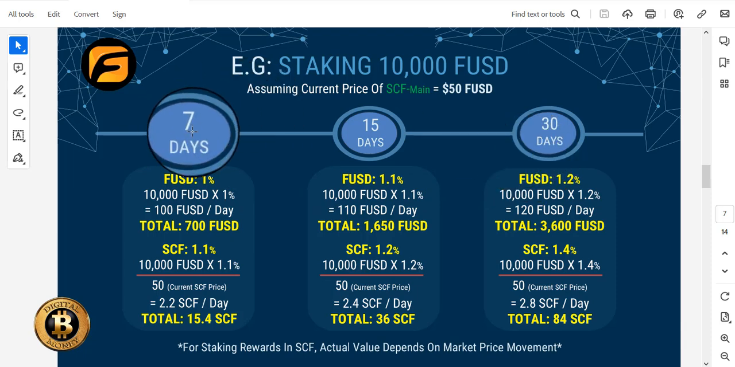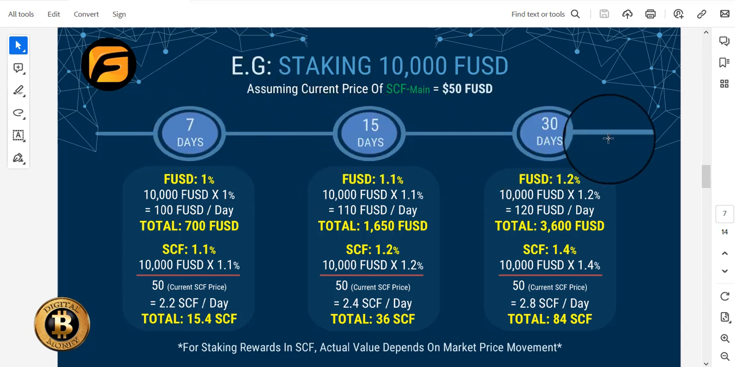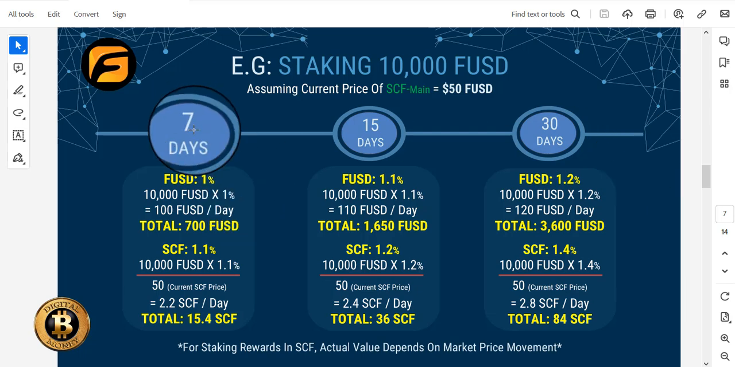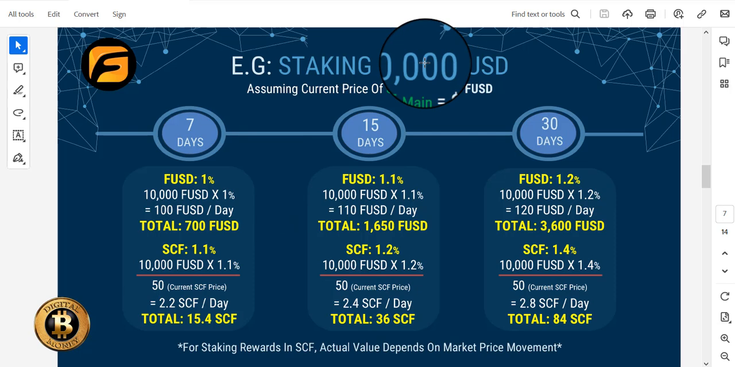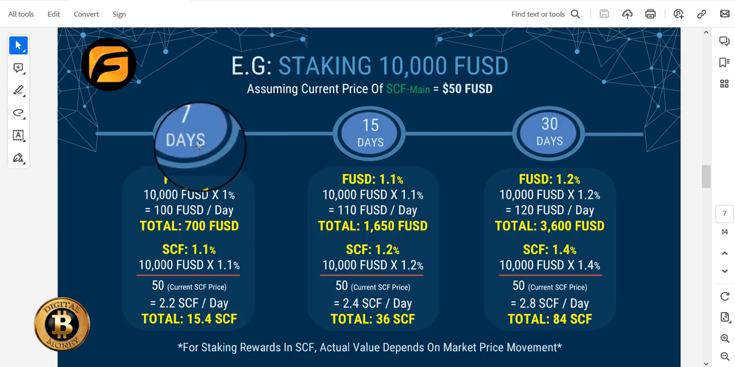What does it mean when I say stake? All staking means is that you're putting up your crypto to support the network. So you're putting up your USDT to support this particular project and this network. You can do a 7-day stake. What that means is, say you put up $10,000, right? And you staked it for 7 days.